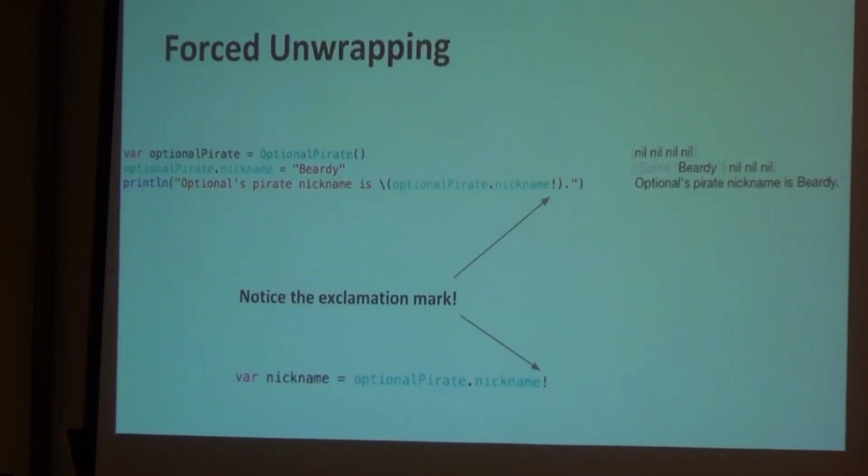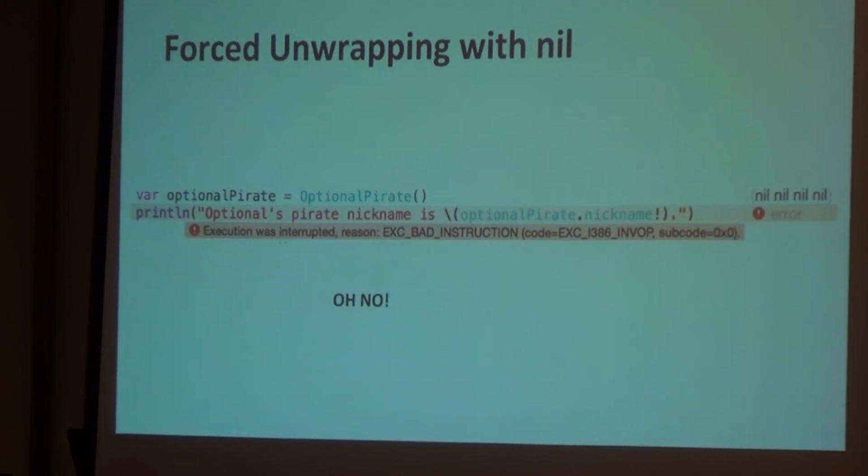First method is forced unwrapping. We can achieve that by adding an exclamation mark at the end. That basically says that, okay, I know I have a value there, and just unwrap it and display it as it is. But if the value is nil, we can have a problem and a very ugly error that doesn't explain anything. So this is the first method.